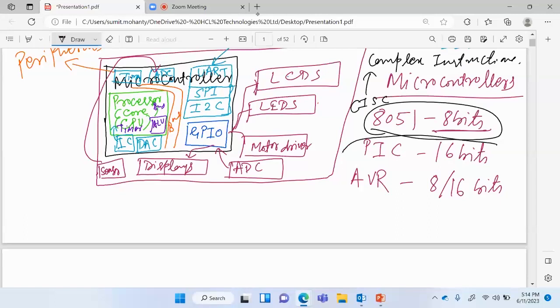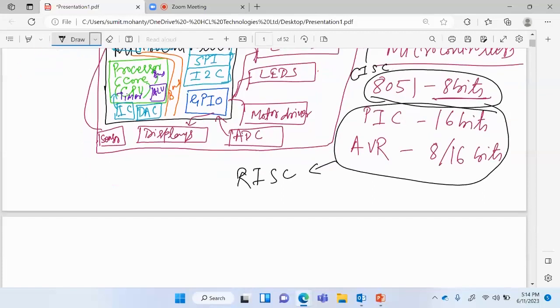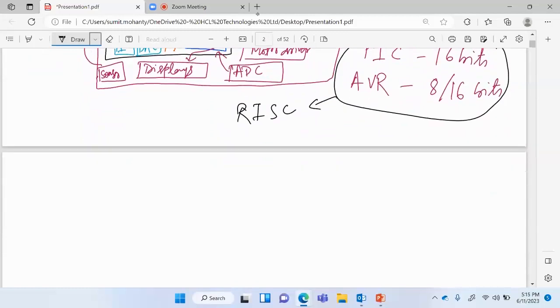So basically, PIC and AVR are your RISC machines, that is, reduced instruction set architecture. They have almost the same size for all the instruction sets, and they have more flexibility because the hardware is complex. Now, what today we are going to discuss is which processor.